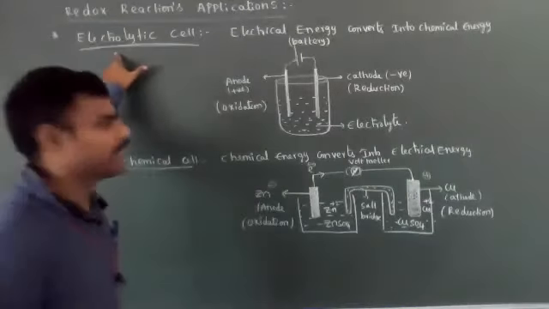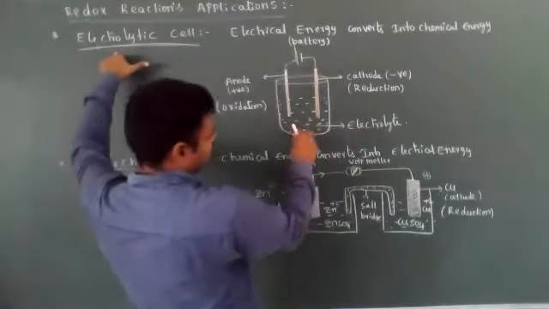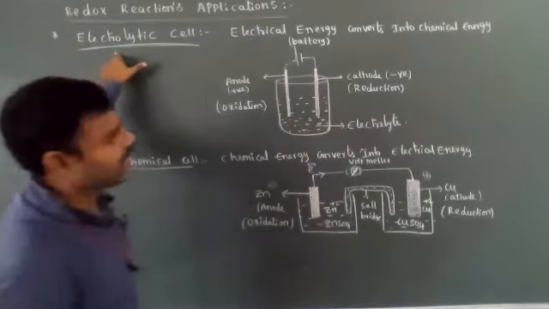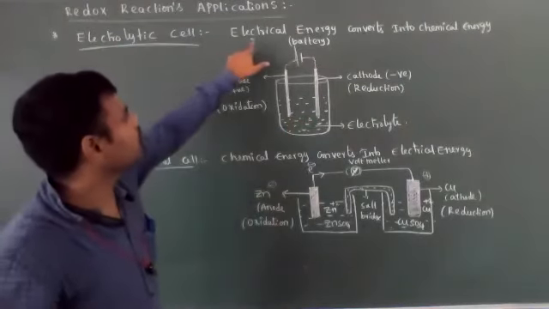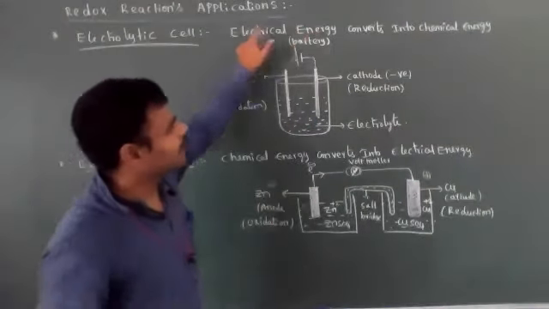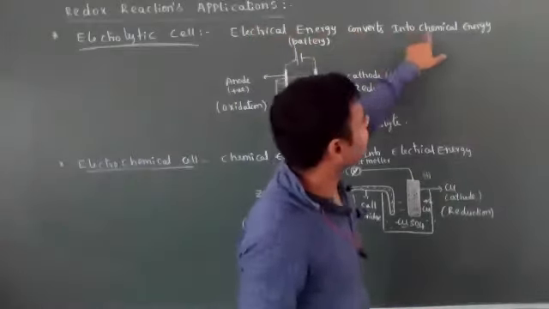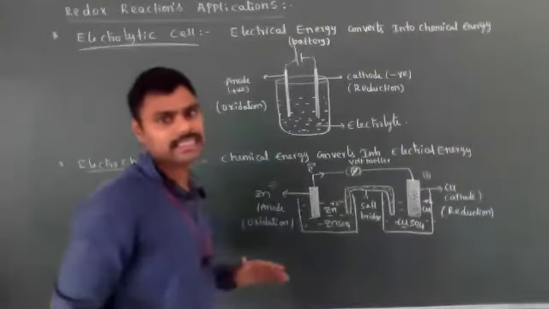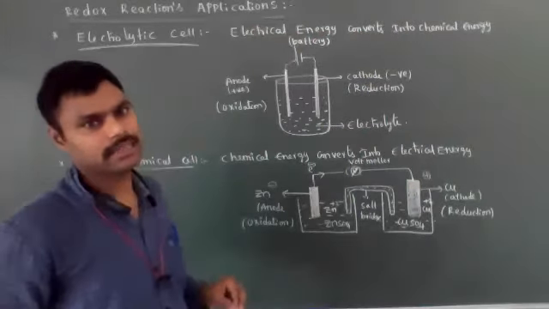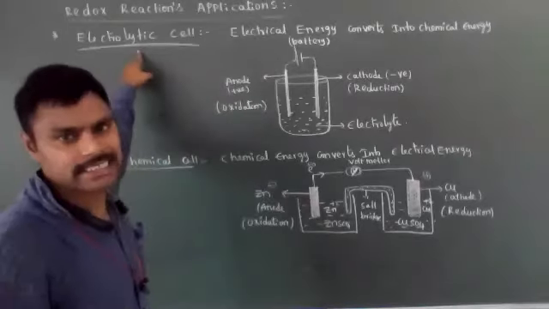An electrolytic cell is a device. The device is used for the conversion of electrical energy into chemical energy. It means electrical energy is converted into chemical energy. Such a device is called an electrolytic cell.